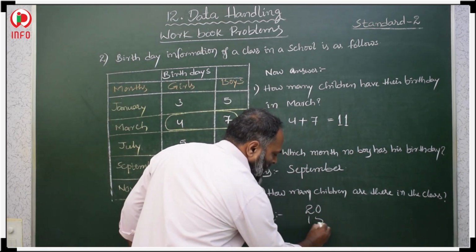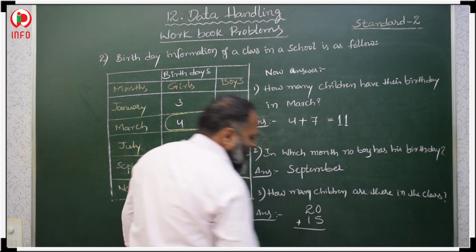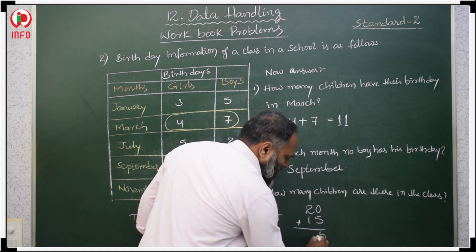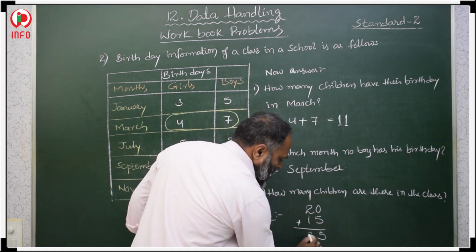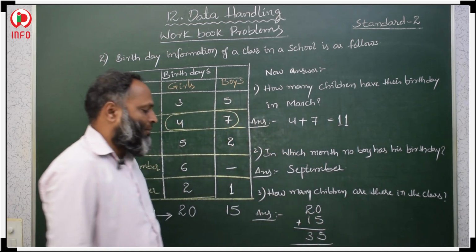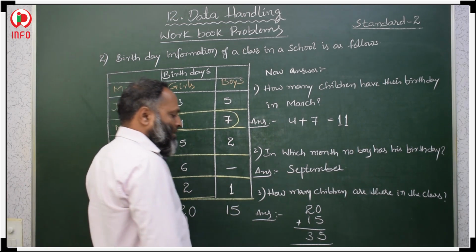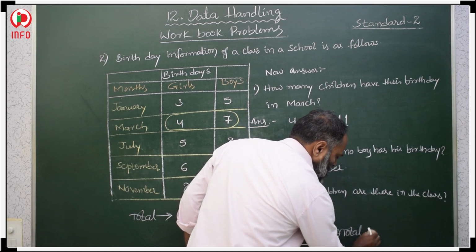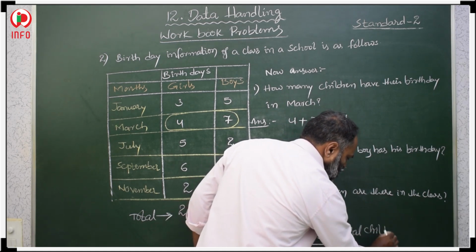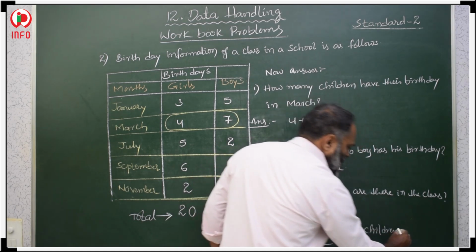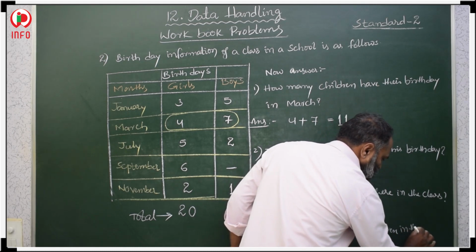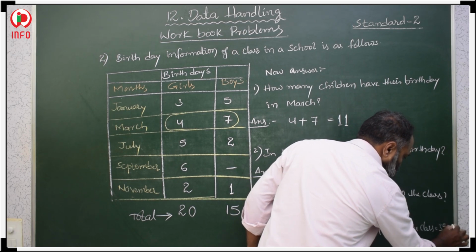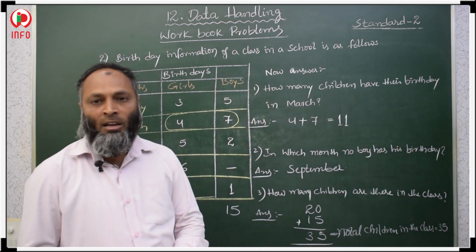Then how many children means total girls and total boys? 20 and 15. Add 20 and 15, total boys and total girls. Then 0 plus 5, 5. 2 plus 1, 3. 35. Total children in a class. That implies total children in the class. How many? 35 children were there in a class.